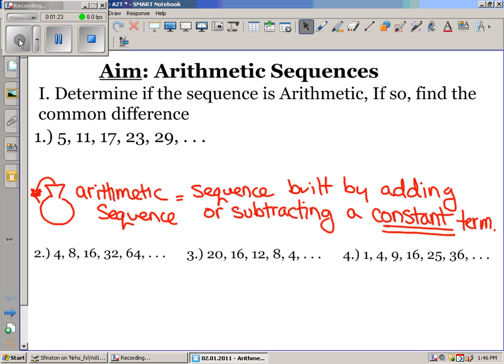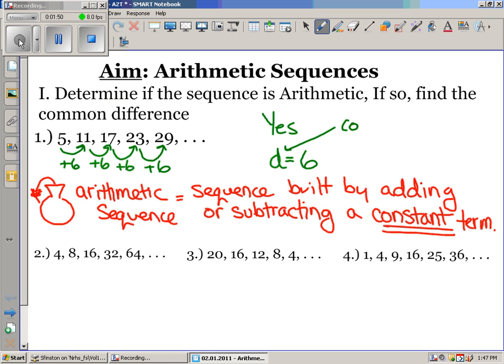So now let's take a look at scenarios over here. Let's find the difference between each one of these guys. Plus 6, plus 6, plus 6, plus 6. So there's a constant difference between each term. And so is it arithmetic, yes or no? Good. And if it is arithmetic, what's the constant difference? Good. So D equals 6. D stands for the common difference.